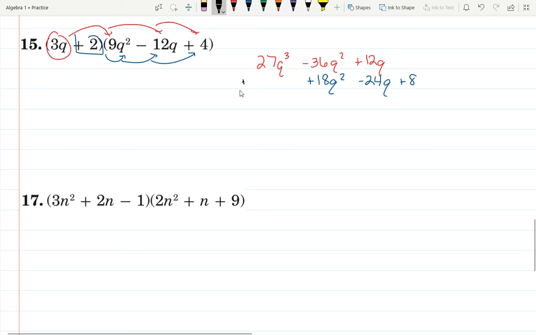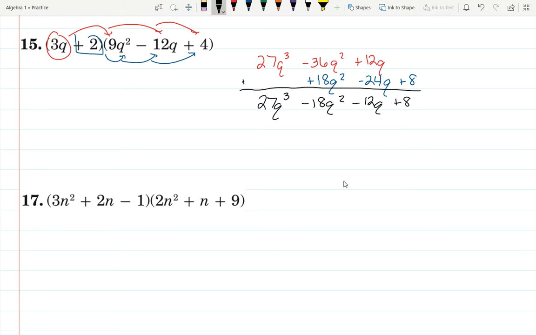And as I look to combine these now, we're left with 27q to the third. Negative 36 plus 18 is a negative 18q squared. 12 minus 24 is a minus 12q, and then we just have the plus 8. So 27q to the third, or q cubed, minus 18q squared, minus 12q plus 8.